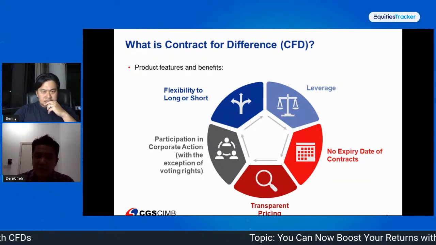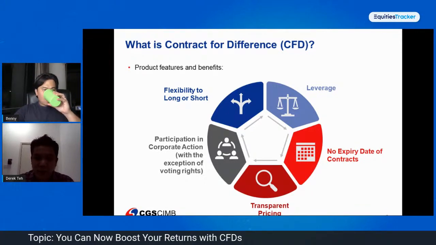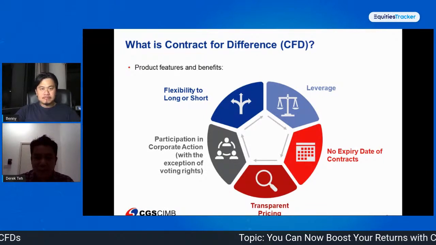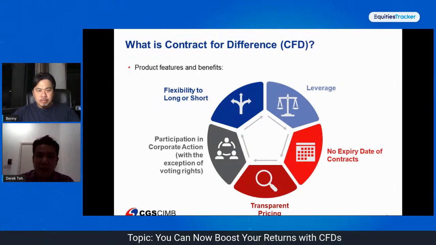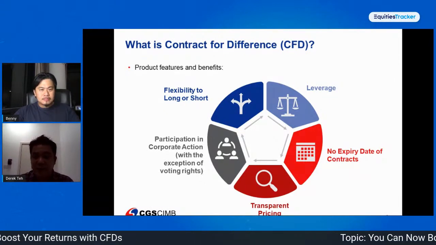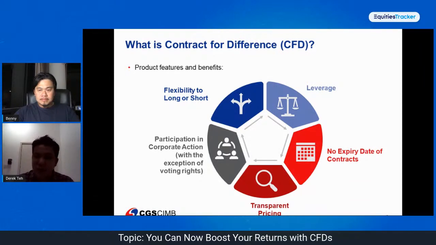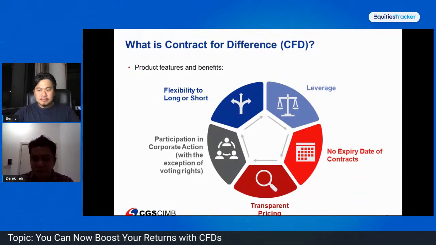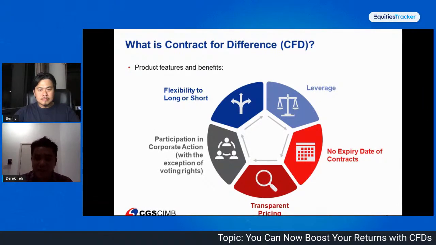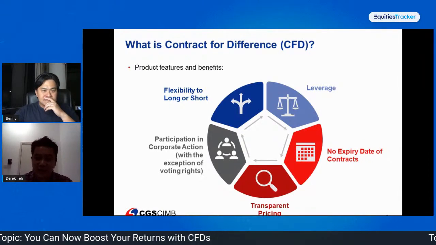Second, CFD trading is leverage trading, which means you can gain exposure to a large position without having to commit the full cost at the outset. We will talk more about this later on. Everyone, please bear in mind that with leverage, the gains and losses are magnified and the risks are much greater. And the third point is no expiry date of contract like in futures trading. As long as your account has sufficient fund to meet the margin requirement, you can roll over your open position until you choose to close the position.